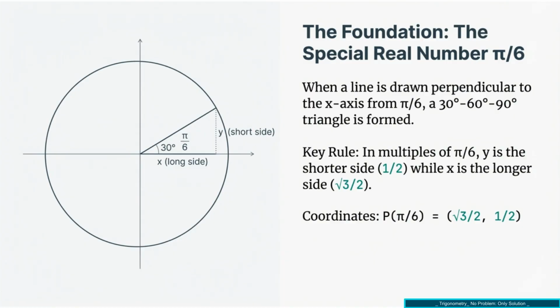The foundation for this method is the special real number pi over 6. Drawing a perpendicular line to the x-axis creates a 30-60-90 triangle. The key rule here is that the y-coordinate is the shorter side, 1/2, and the x-coordinate is the longer side, square root of 3 over 2. So the coordinates are P of pi over 6 equals square root of 3 over 2 and 1/2.